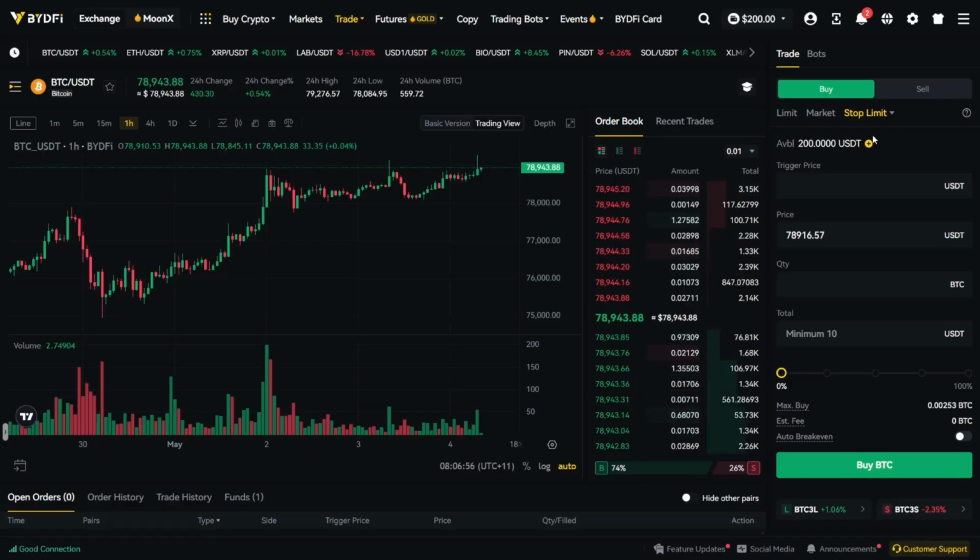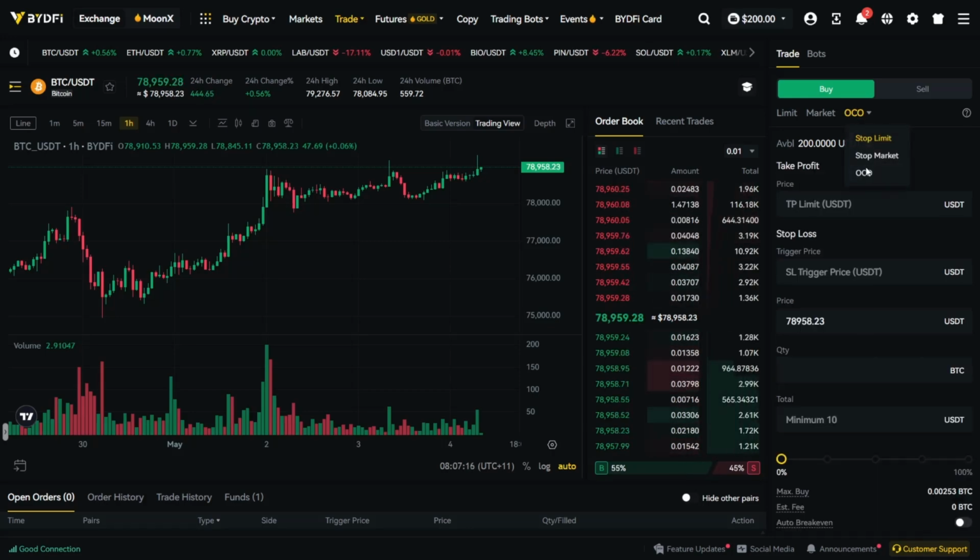The main difference is a stop market focuses on getting your order filled quickly, while a stop limit gives you more price control. But with the stop limit, there is a chance your order doesn't fill if the price moves too fast. So that's a nice little summary for both of our stop orders.